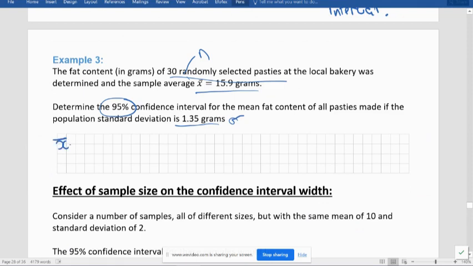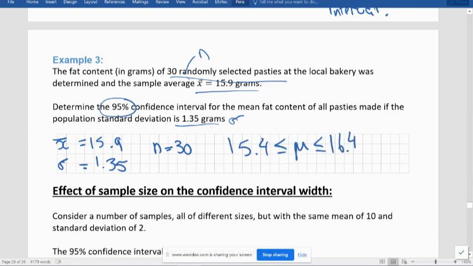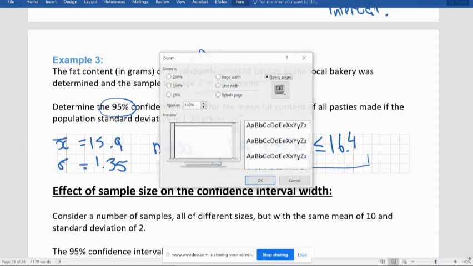So on your calculator, we enter this as the sample mean. We enter the population standard deviation as 1.35. The n value is 30. And just quickly check it on your calculators too. You should get a value of 15.4, mean 15.6. All right. So the important thing to realize is we can be 95% confident that the true mean, or the true fat content mean, lies somewhere between 15.4 and 16.4 grams.